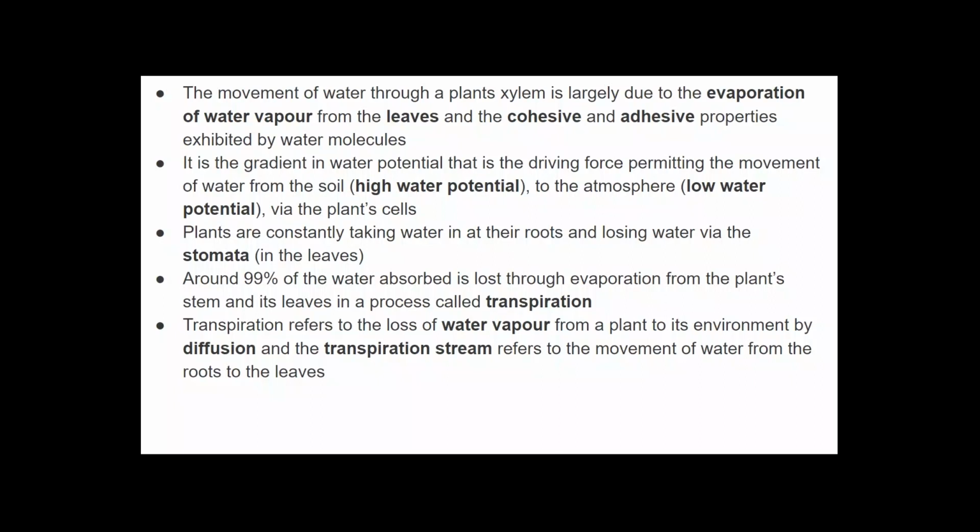And transpiration refers to loss of water vapor from a plant to its environment by diffusion, and the transpiration stream refers to movement of water from the root to the leaves. So a continuous movement of water going from the root to the leaves, and this is called the transpiration stream.